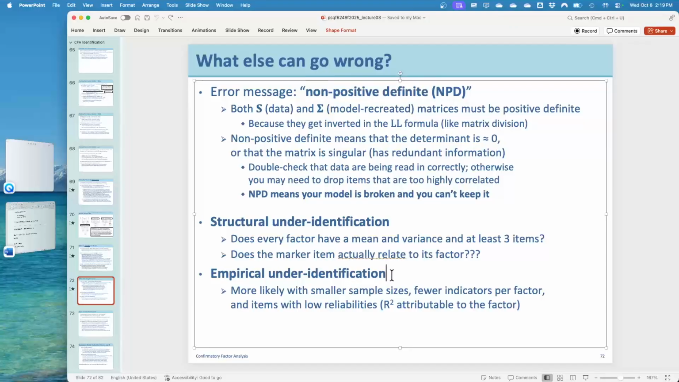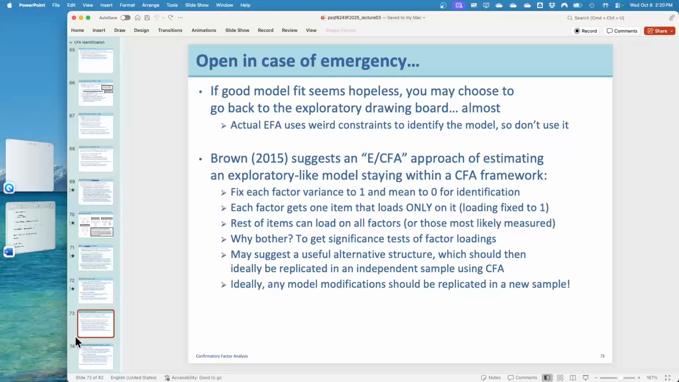And then finally, there's this other part, which we call empirical under-identification, meaning you've specified it correctly and everything seems to work, but for whatever reason, we just don't have a lot of information in our data. We have a very small sample size, or highly variable data itself. But those are bad things. And so, open in case of emergency. If good model fit seems hopeless, which by the way it normally is.